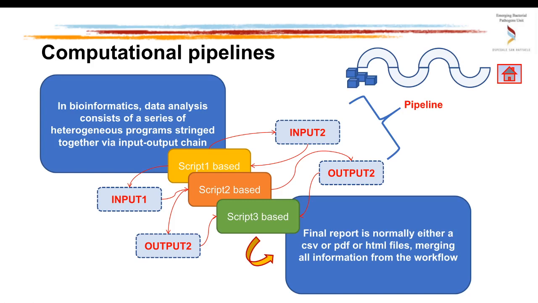And that will be very important, since the pipeline is a series of scripts written in different programming languages. They are linked to each other in order to perform all the different analyses, which are normally transparent. What you get at the end of your pipeline is a final report, which is normally either a CSV, PDF, or HTML file. This final report merges all the information through the workflow in order to give the final analysis of your biological data.